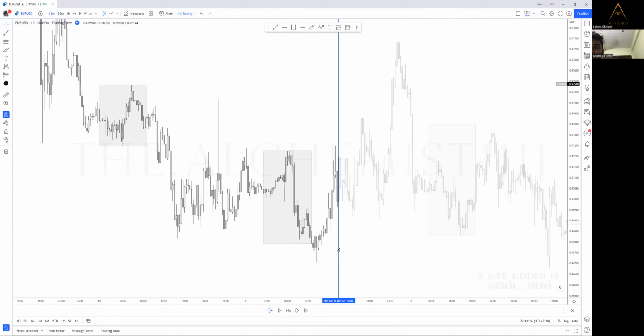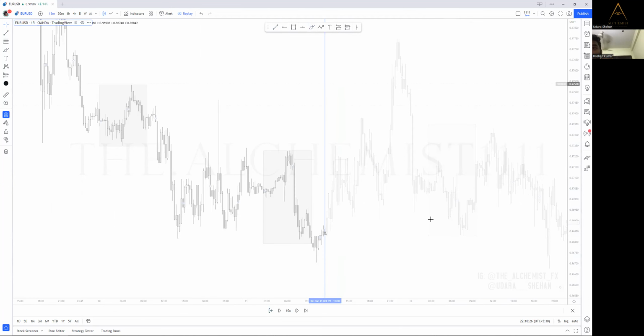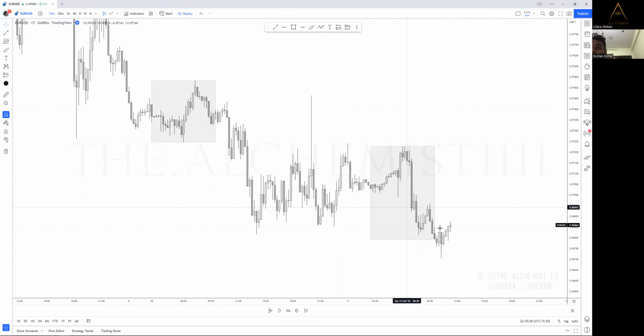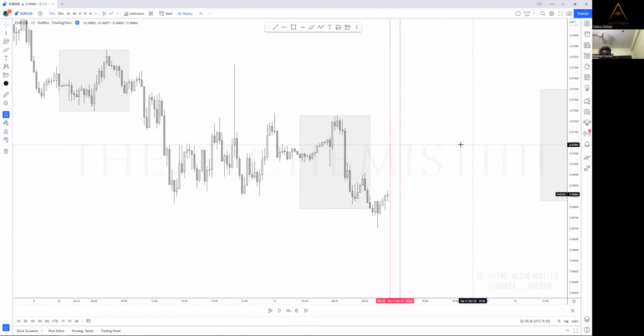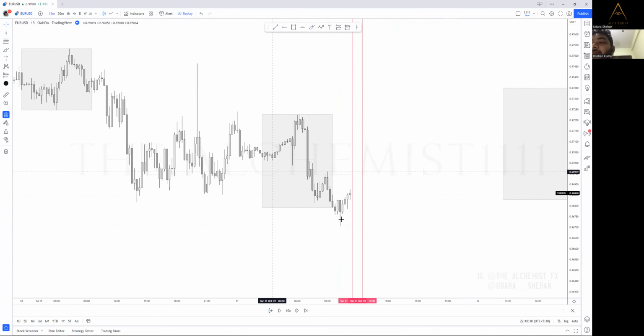Look at this one. This day, it ran below Asia a little too early, because at what time of the day are we expecting manipulations? 11:30 or 12:30, right? I told you that's the time. But now, a little too early, we got a manipulation of the Asian low. Now I'm going to buy it this day.